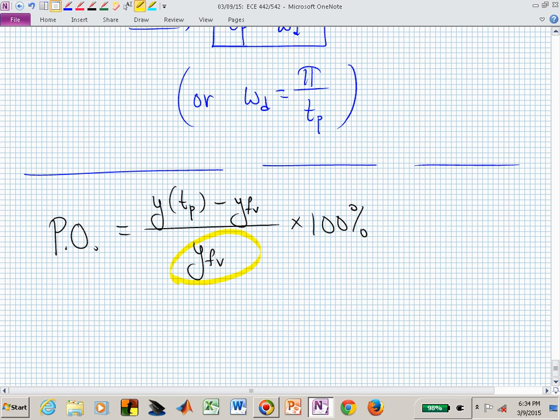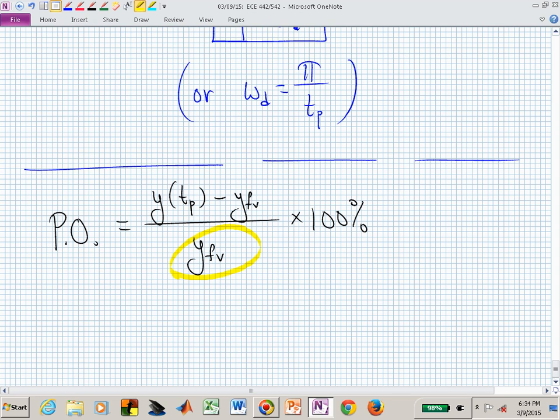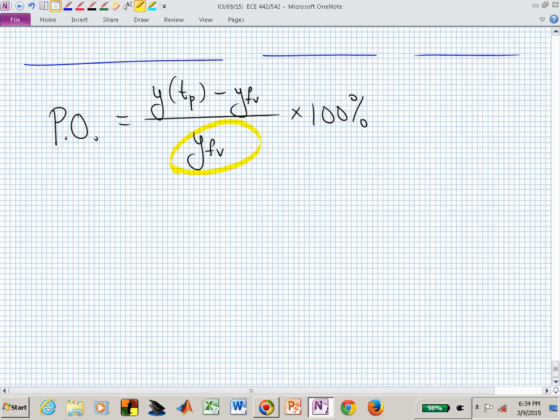You could compute that if you know your peak value and your final value. You can now specify what the percent overshoot is. And you can also relate that percent overshoot to pole locations. If you go through the manipulations, you'll find that the percent overshoot is actually e to the minus zeta, the damping ratio, pi over square root of 1 minus zeta squared. You can show that relationship to be true.